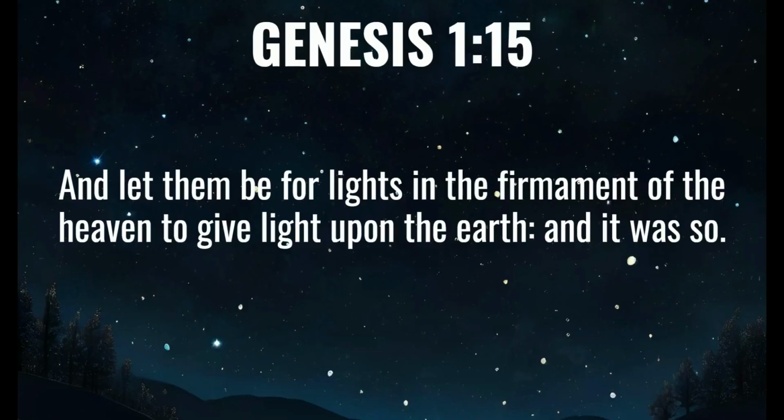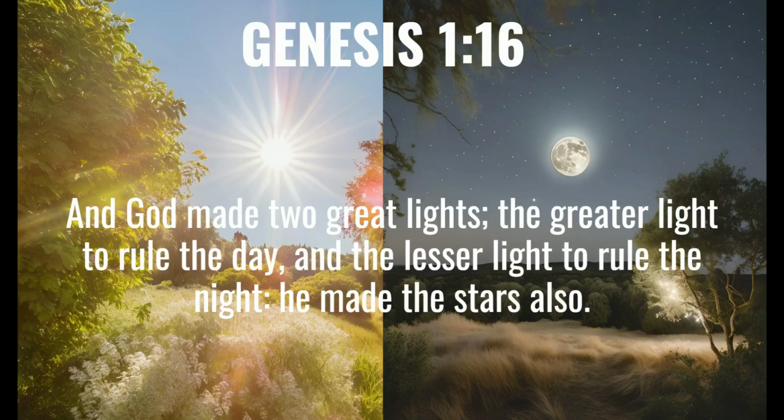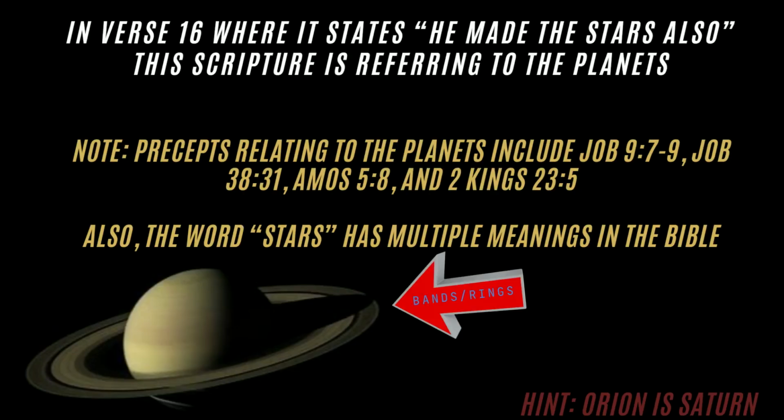Genesis 1:15. And let them be for lights in the firmament of the heaven to give light upon the earth. And it was so. Genesis 1:16. And God made two great lights, the greater light to rule the day, and the lesser light to rule the night. He made the stars also. In verse 16, where it states, "He made the stars also," this scripture is referring to the planets.